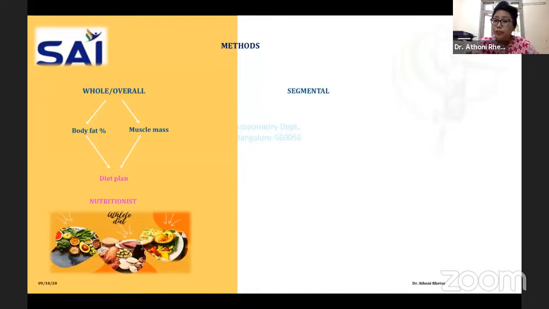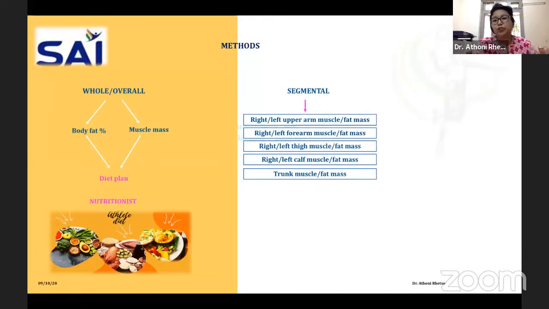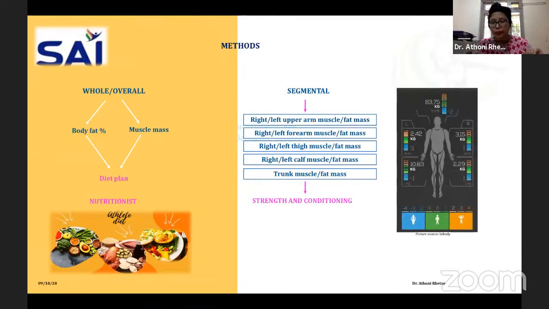Now coming to the other one, the segmental. Now if you have got certain specific part where you need an athlete to improve, if you want to find out how much of muscle mass or fat mass is there in the upper arm area or in the left arm area, then you can go for a segmental analysis, and you can take the help of a strength and conditioning expert. So segmental mass you can see here.